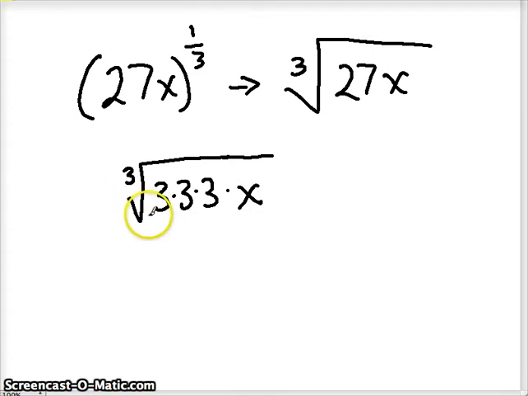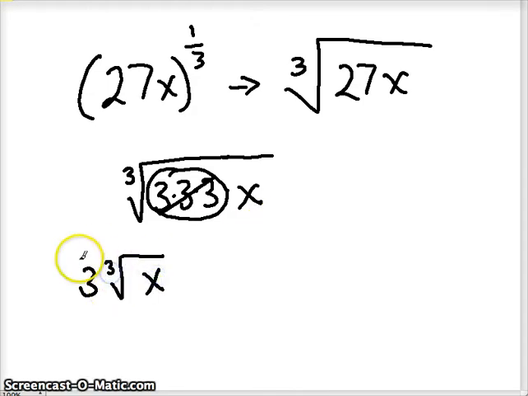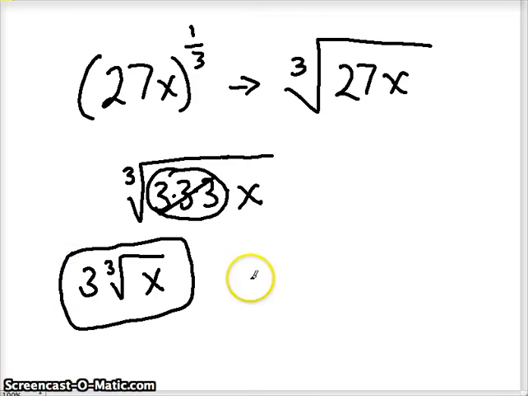So we're looking for cube roots. That means we're looking for triplets. Well, here's a triplet right here. Cross them all off and write 1 on the outside. And we don't have 3 x's being multiplied. We can't take the cube root of just x, so we gotta leave it. And this is our final answer, 3 times the cube root of x.